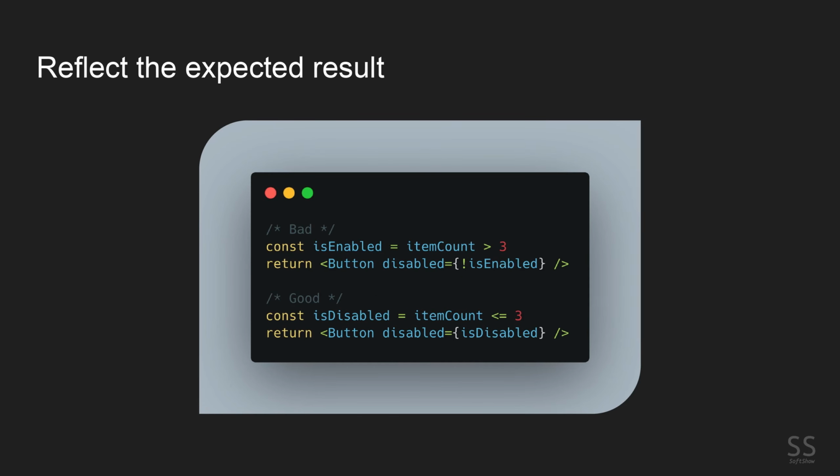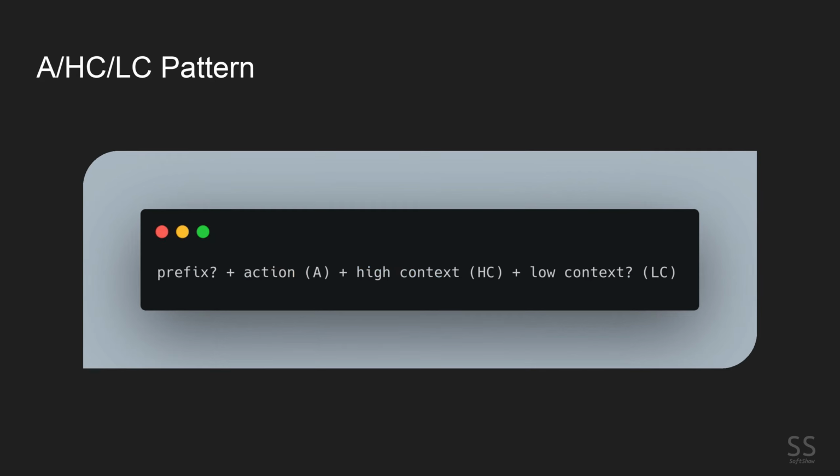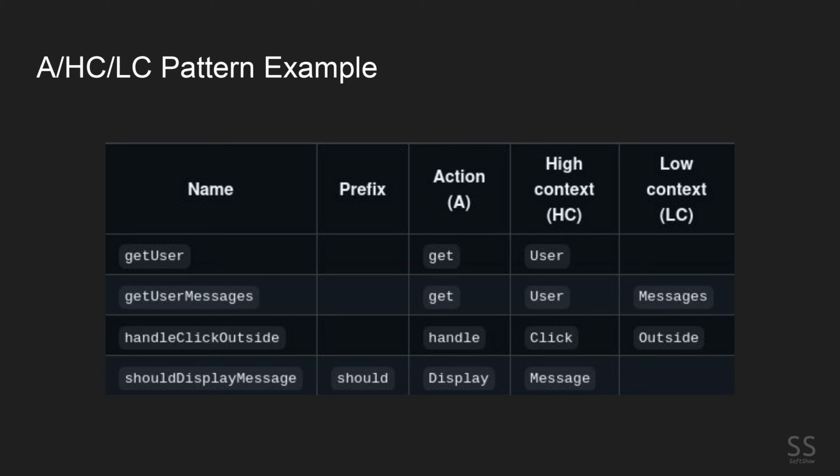Make your names result-oriented. Names should hint at what you expect the function or variable to return or do. Naming functions. Here's a pattern you can use when naming functions. Prefix, plus action, A, plus high context, HC, plus low context, LC.